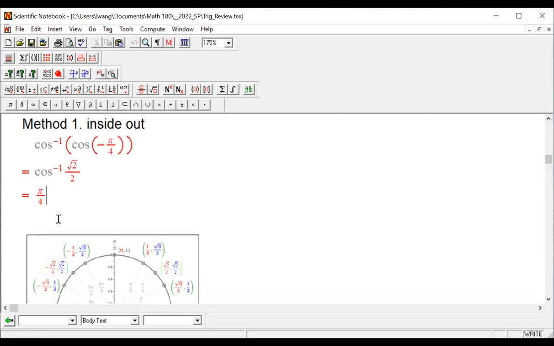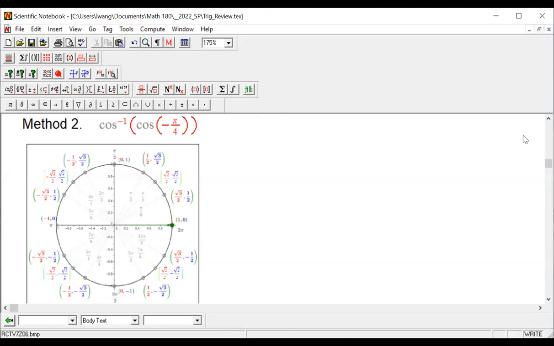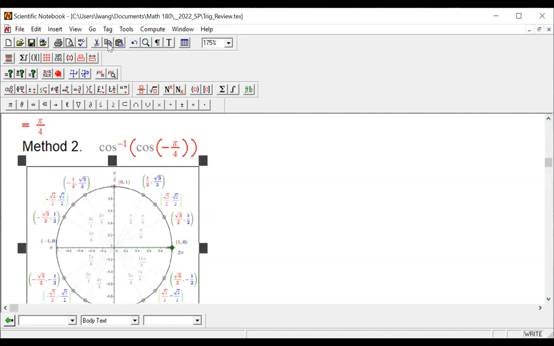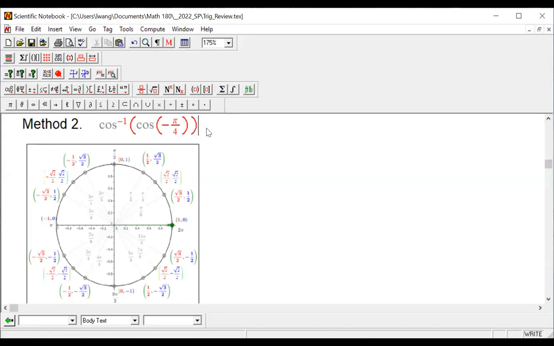So this is one way to do it. I do want to show you another way to do it, because you might like this one better. The second way may be preferred because it's even easier. Why is that? I'm going to show you.